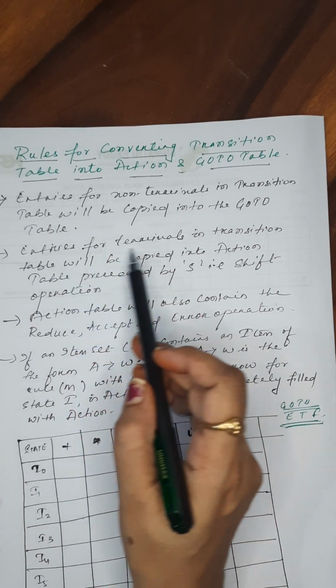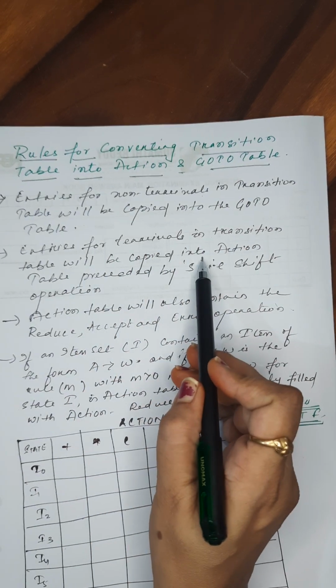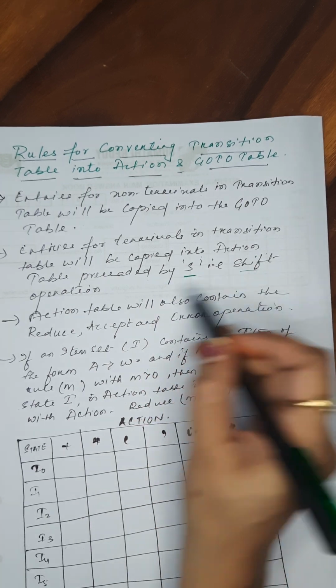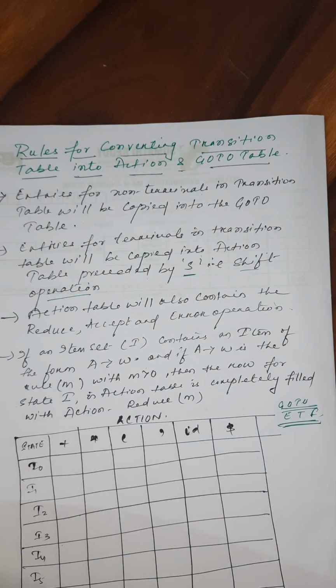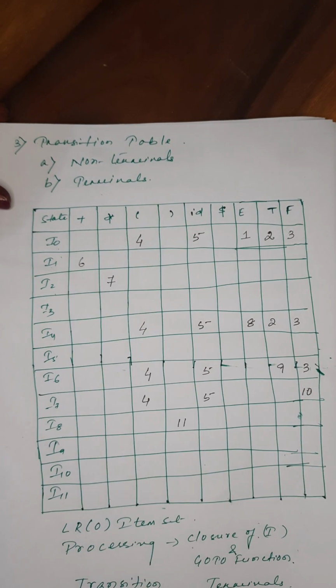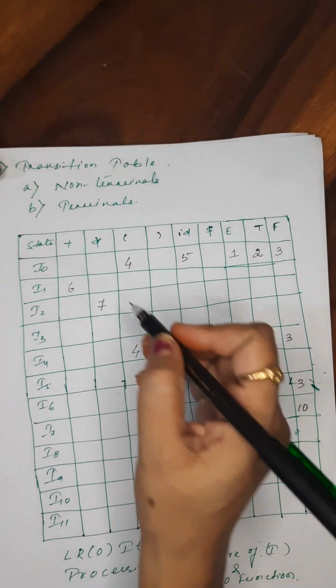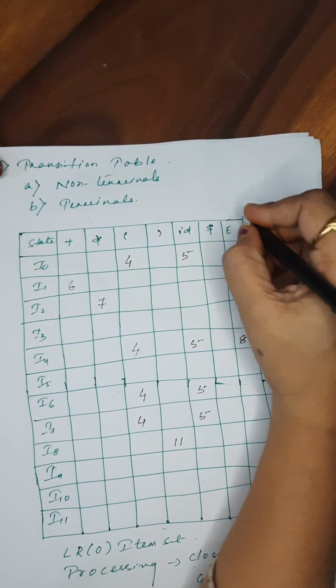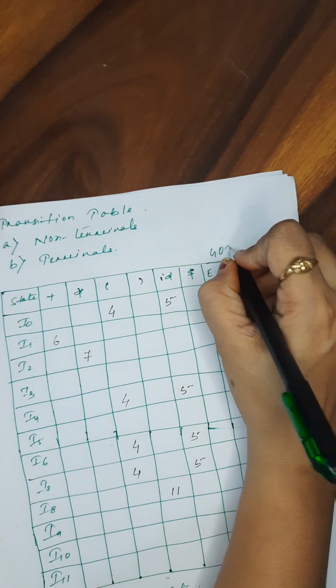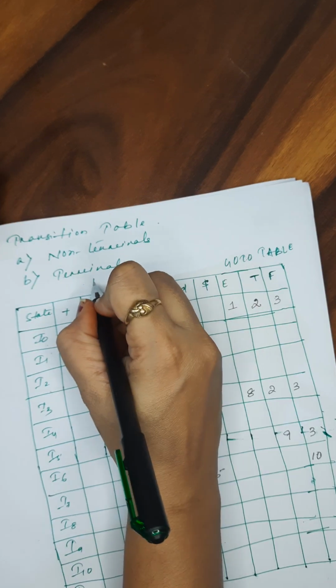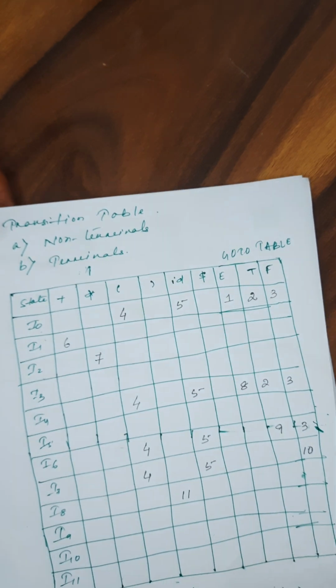So entries for the terminals in the transition table will be copied into the action table preceded by S, that is shift operation. That means what we will do? In the last lecture, I have shown you this table we have constructed. This is a transition table, and all these entries will be your go to table, and the rest part will be converted to an action table. And how we will do this?